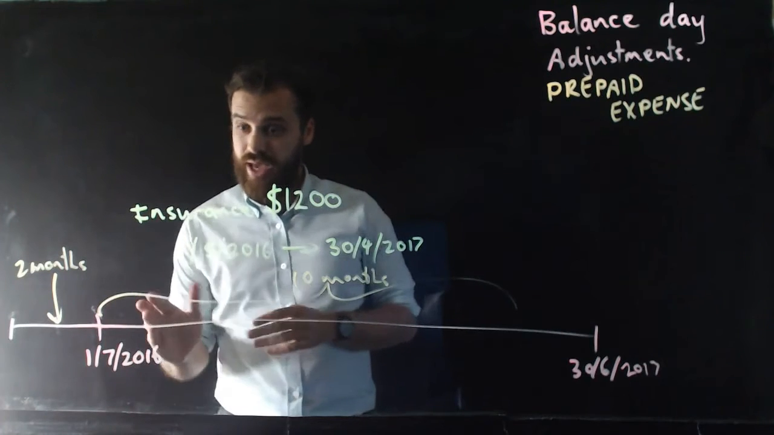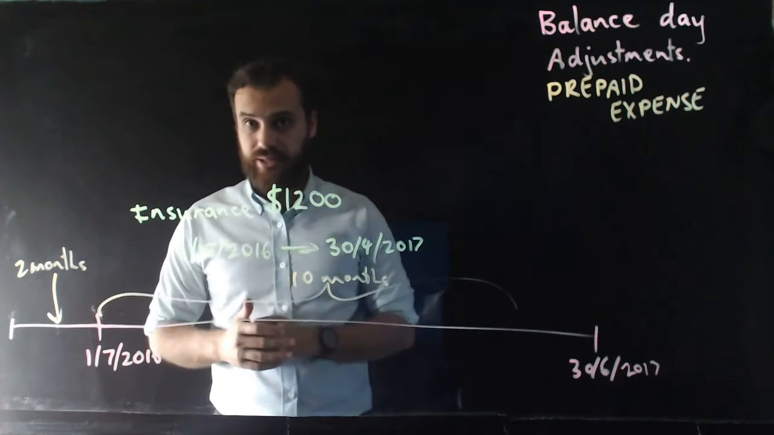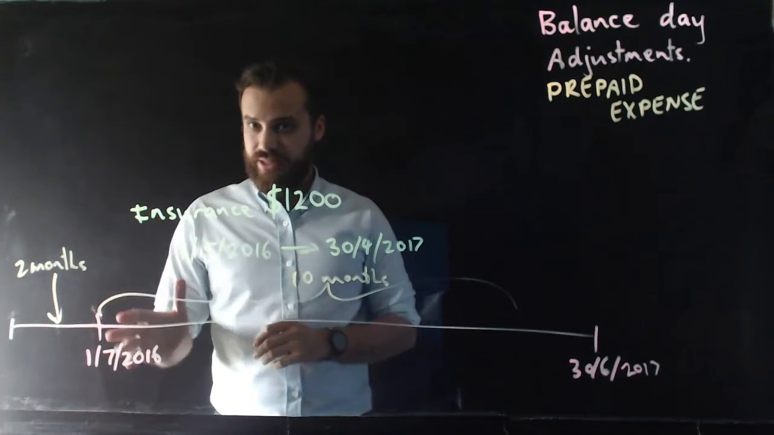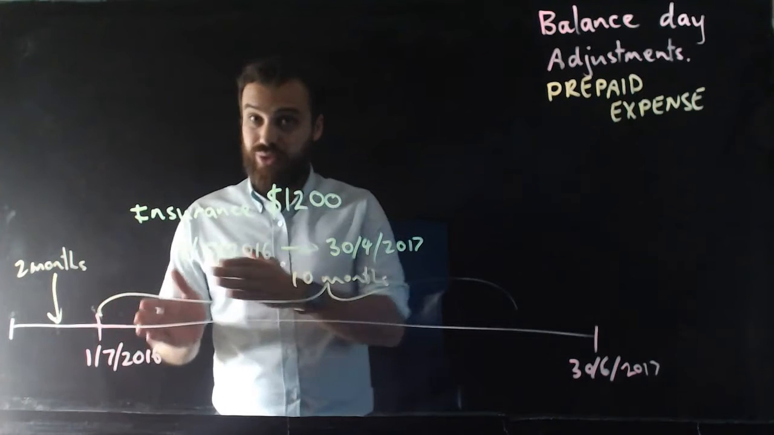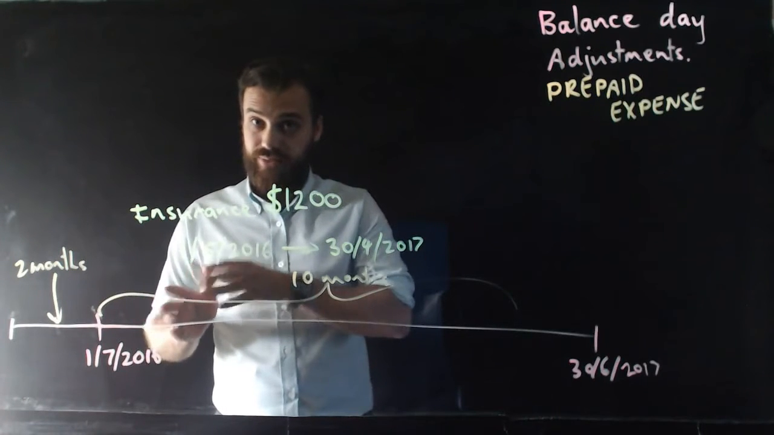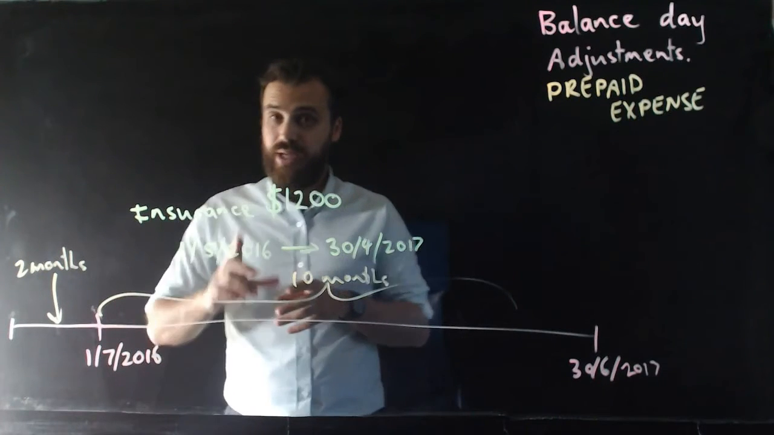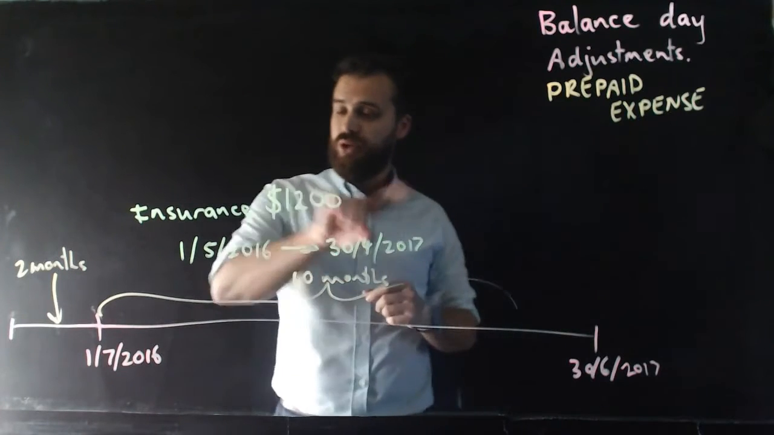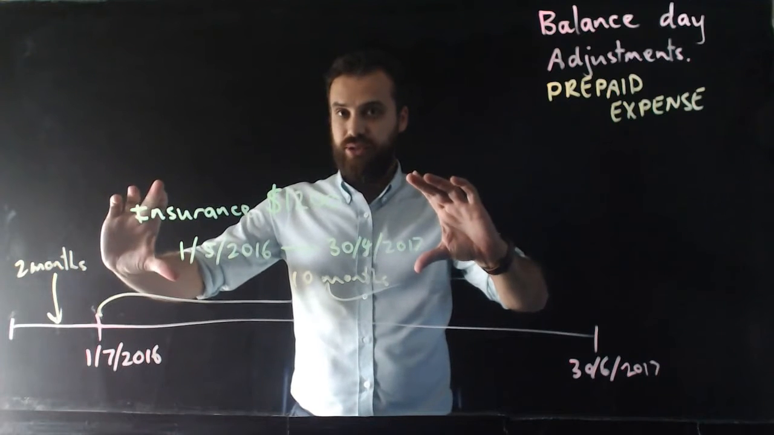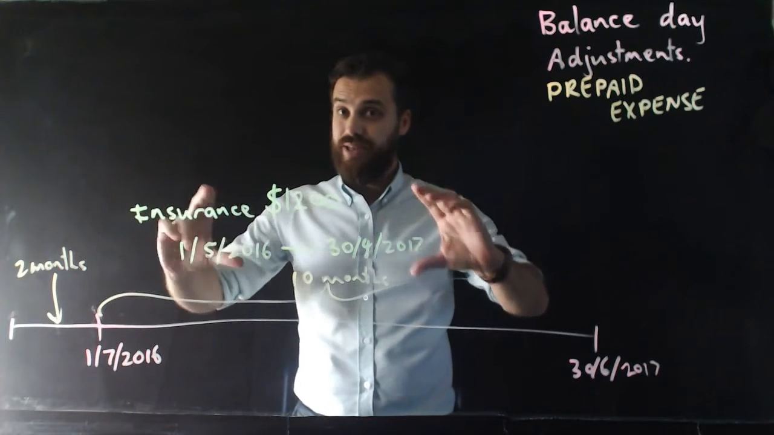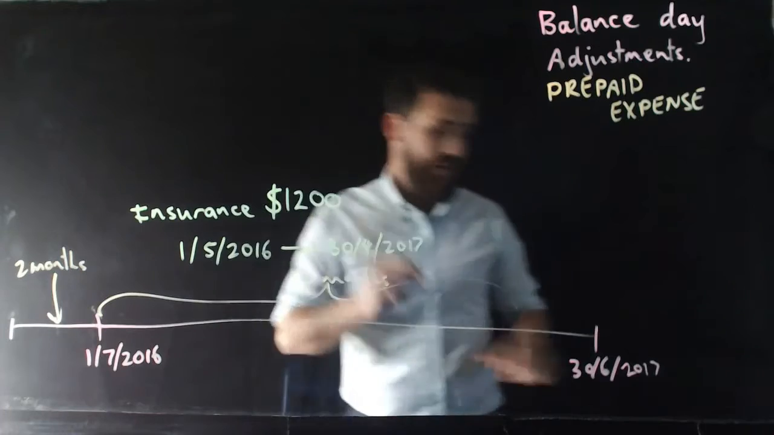It's some insurance that we have in our pocket that we'll expend over the next 10 months. So we do a balance day adjustment to turn 10 months of this expense into an asset on that date. Sounds complicated, but it's really quite simple. So what I'm going to do is pause the video. I'm going to create this journal entry, and then I'm going to do my balance day adjustment journal entry.